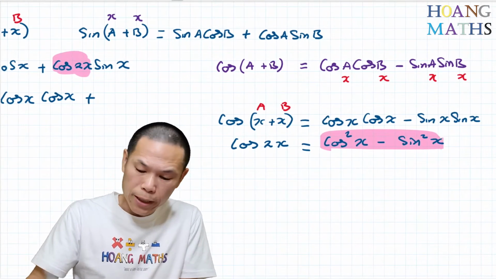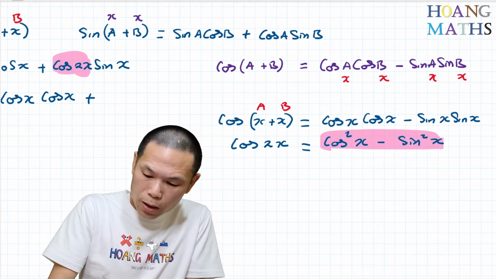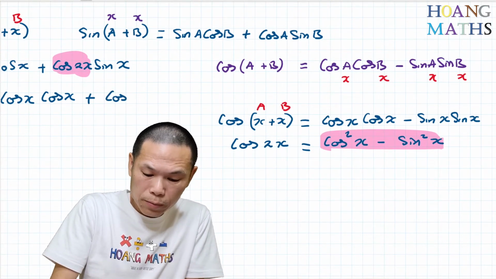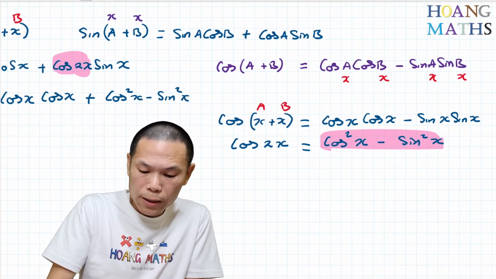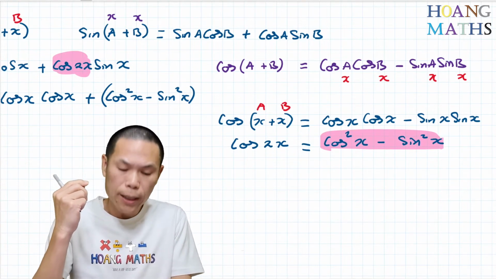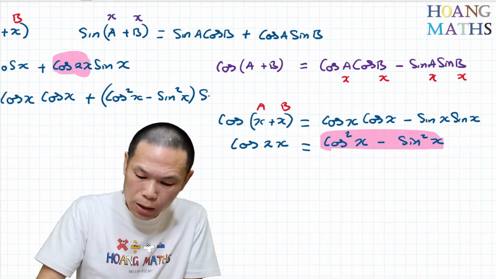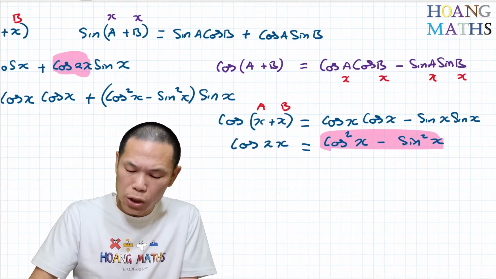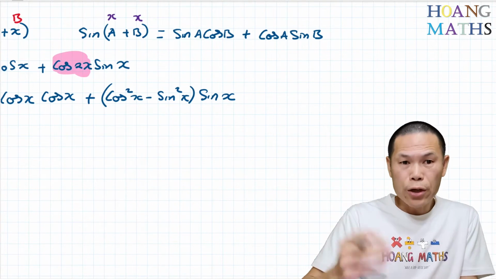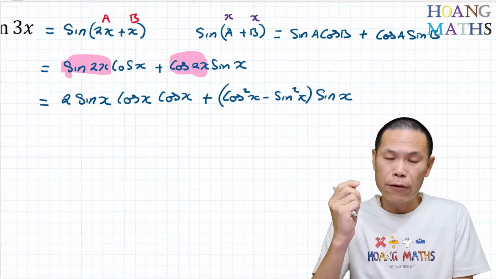Okay, so don't forget, now I just need to write it out. So that will give me cos square of x minus sine square of x. And don't forget, with more than one term, we need to open and close brackets and times by sine of x. So that is sine of x. So let me just clear this first. So there you go.